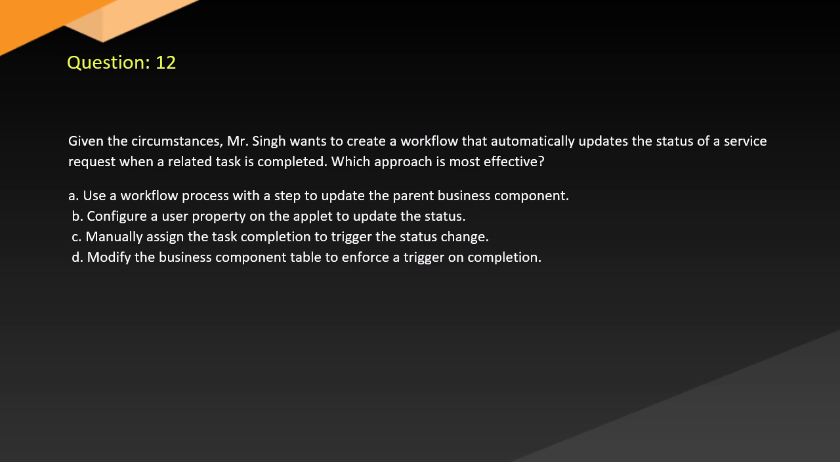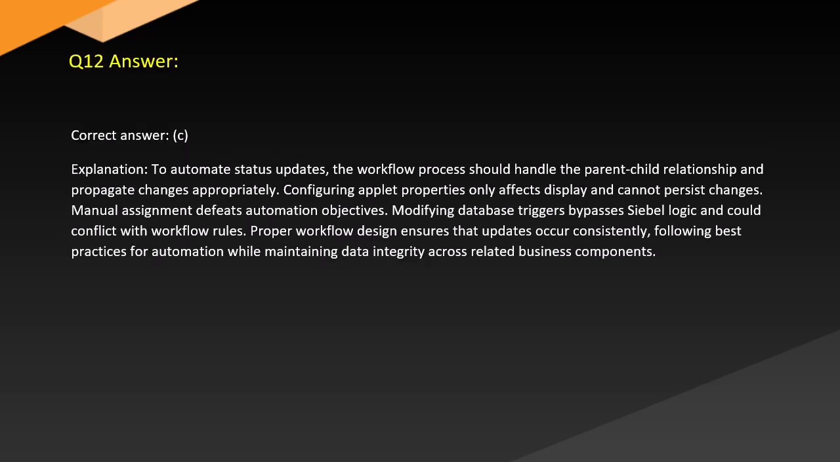Question 12. Given the circumstances, Ista Singh wants to create a workflow that automatically updates the status of a service request when a related task is completed. Which approach is most effective? A. Use a workflow process with a step to update the parent business component. B. Configure a user property on the applet to update the status. C. Manually assign the task completion to trigger the status change. D. Modify the business component table to enforce a trigger on completion. Answer. Correct answer: C. Explanation.